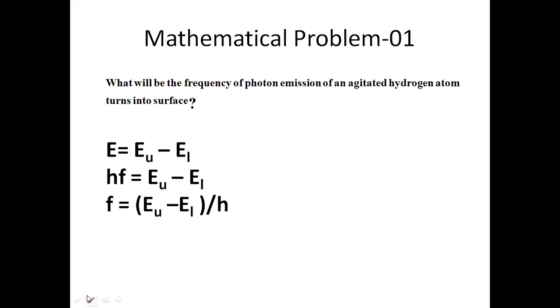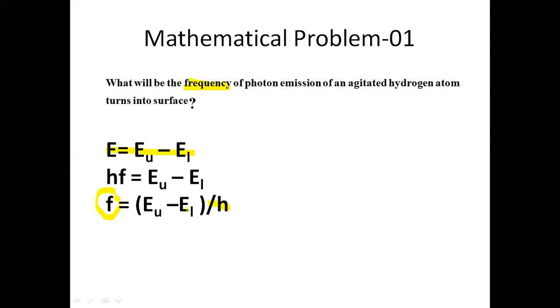And here we have the equation E is equal to EU minus EL, where EU is the upper state and EL is the lower state. We also know that we have to calculate frequency. For calculating frequency, we can put E is equal to hf, and finally we can write the equation for frequency: f is equal to EU minus EL divided by h, and here h is the Planck constant.